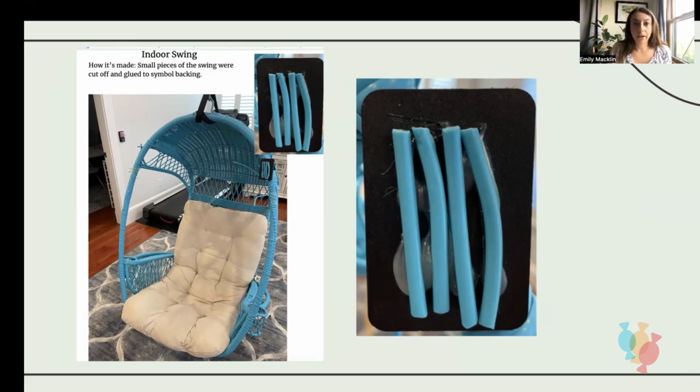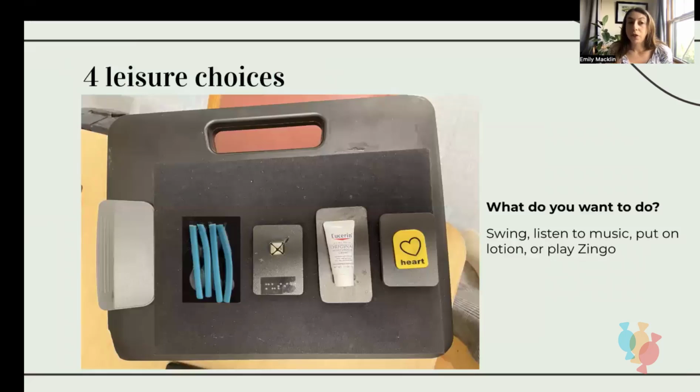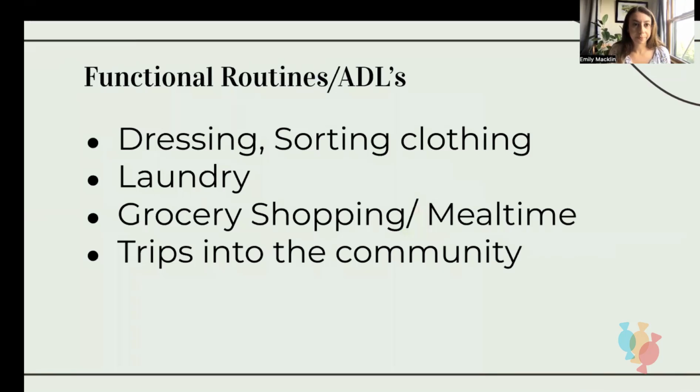And then we also have identical sets for choice making. That could look like this. If she was given four leisure choices, do you want to swing, listen to music, put on some lotion, or play Zingo? We would guide her hand over the four choices to make sure she felt all of her choices. If she wanted to swing, she would take that off and either hold it, tap it, or hand it to you, and that would be her choice: hey guys, I want to swing. With the exact copy of the symbol also located on the swing, while she's on it we can pair the symbol with the swing itself, so the symbol represents this referent.